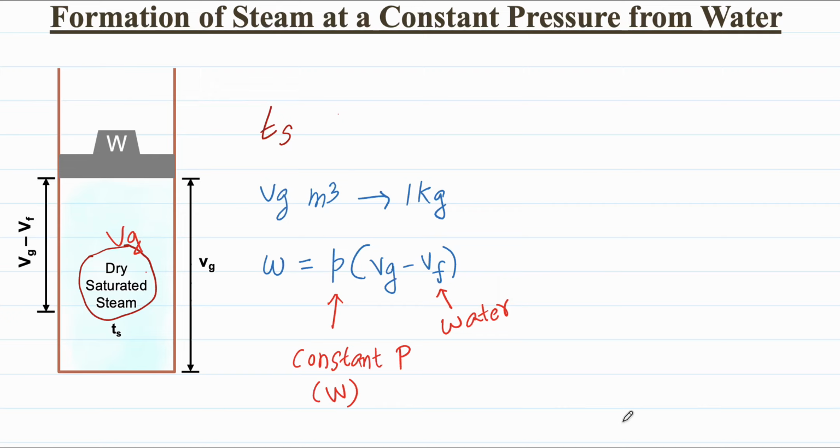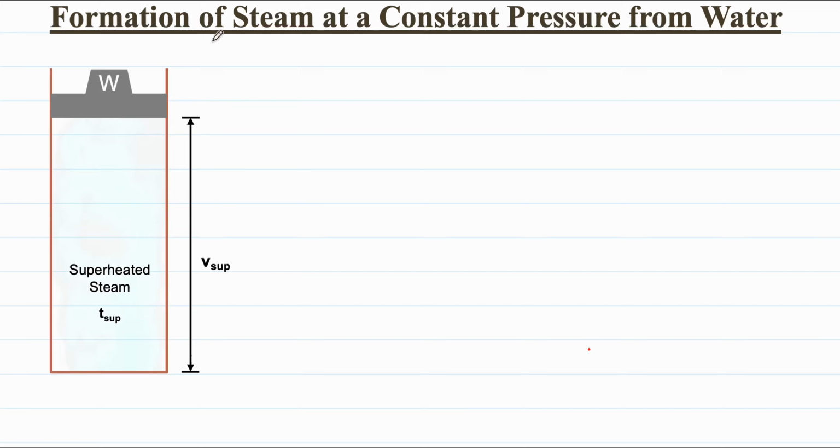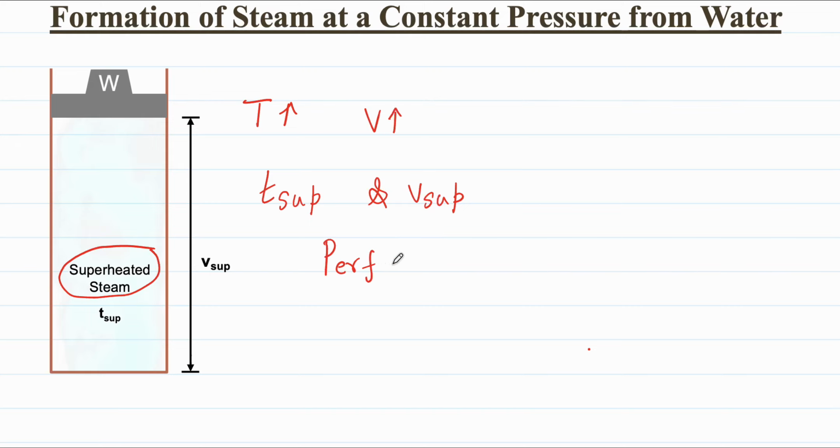And if we keep heating the dry and saturated steam, the temperature of the steam will increase and the volume of the steam will increase. And we are going to call this temperature as TSUP and the volume as VSUP. And the steam is called superheated steam at this stage. And the superheated steam behaves like perfect gas.